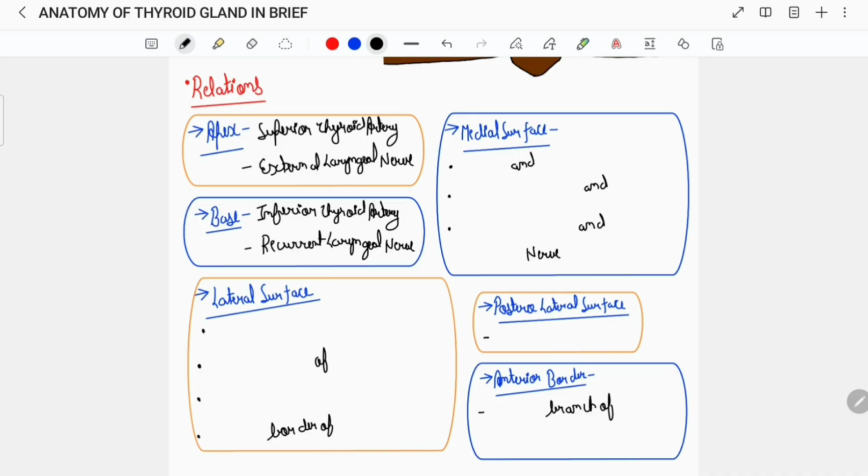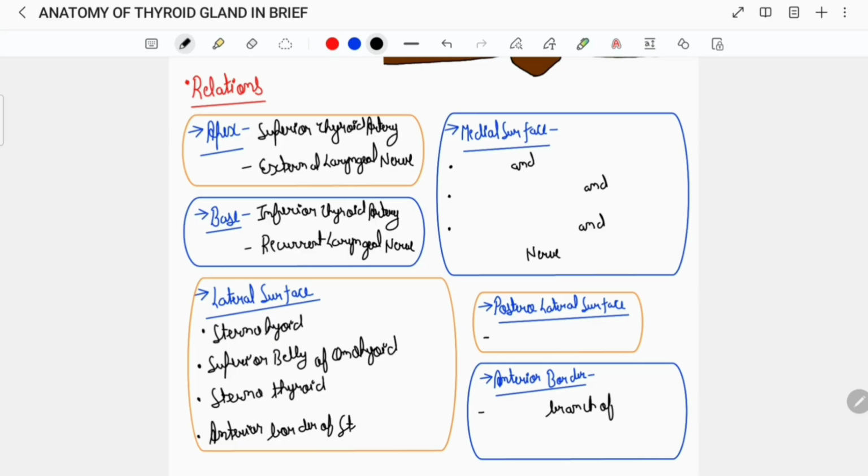The lateral surface is related to the sternohyoid, the superior belly of the omohyoid muscle, the sternothyroid, and the anterior border of the sternocleidomastoid muscle.